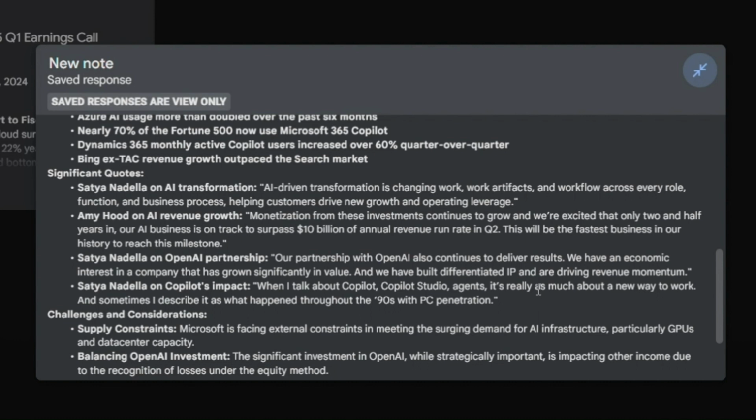Satya Nadella on OpenAI partnership. Our partnership with OpenAI also continues to deliver results. We have an economic interest in a company that has grown significantly in value, and we have built differentiated IP and are driving revenue momentum.